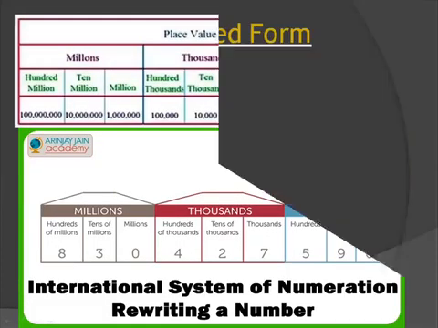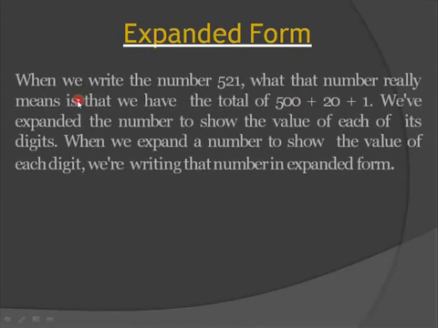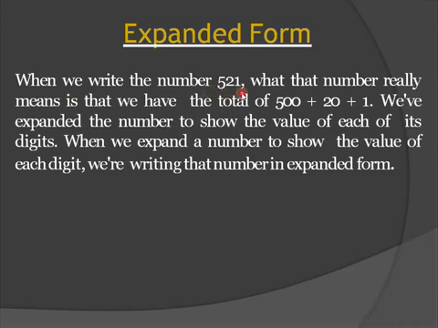Let us see expanded form next. How do we write numbers in expanded notation? See here, when we write the number 521, what that number really means is that we have a total of 500 plus 20 plus 1. So we just extend the places: 500, 20 plus 1. We have expanded the number to show the value of each of its digits. When we expand a number to show the value of each digit, we are writing that number in expanded form.